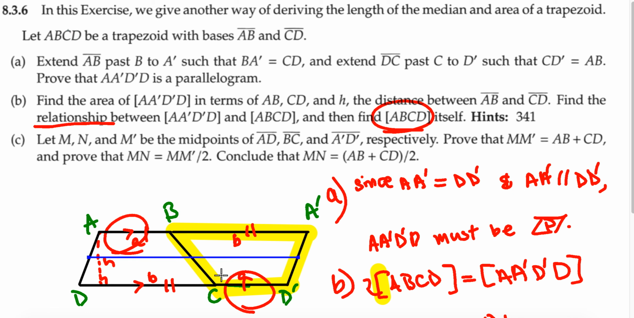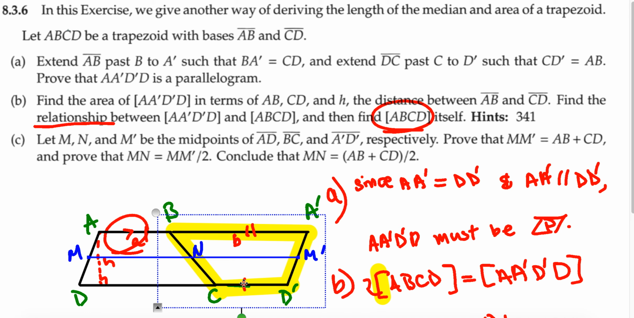So the blue one must be the midpoint, let us say. And then what we are trying to look for, this is M and M prime, and prove that M prime, which is this line segment, is in fact equal to AB plus CD. So now, here, what we can do is this.